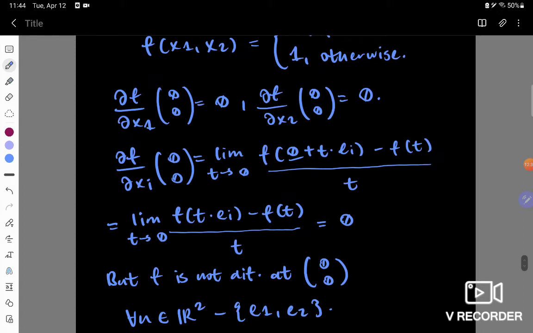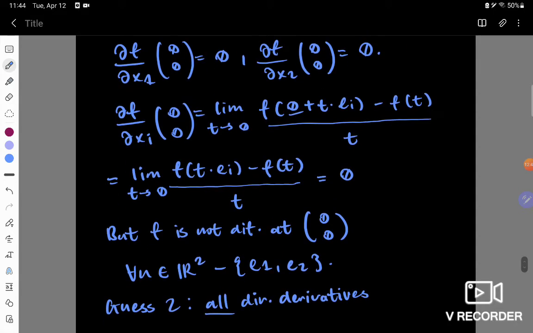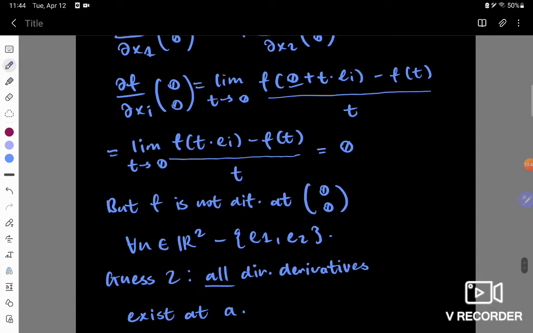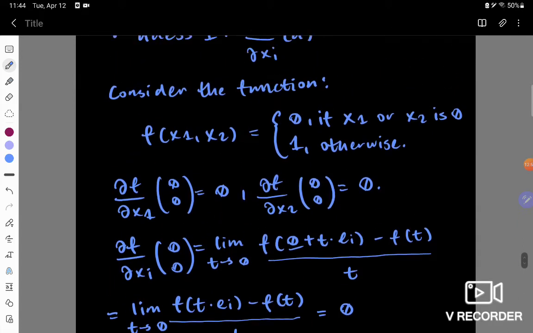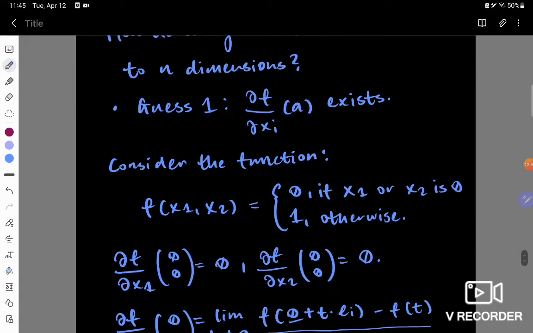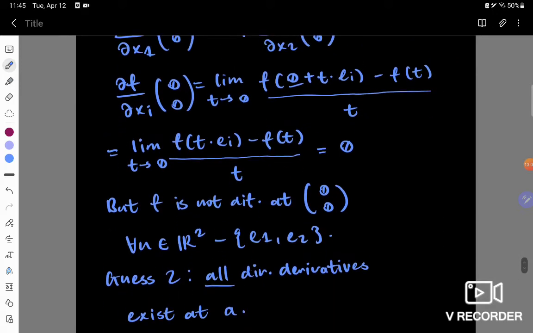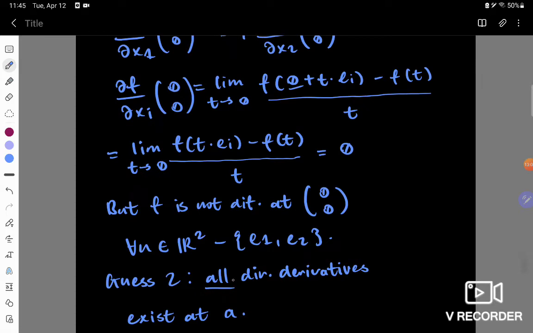Our second guess deals with a more general case than supposing the partial derivatives exist. Instead of all partial derivatives existing, we ask: is it possible to show that we have a suitable definition of differentiability if we ensure that all directional derivatives exist at a? This is different from the previous definition because while we had all partial derivatives, that is, directional derivatives strictly with respect to standard basis vectors, in this case we're showing that for any given vector u in our domain, we want to look at the case where all of these directional derivatives exist, not just for standard basis vectors.